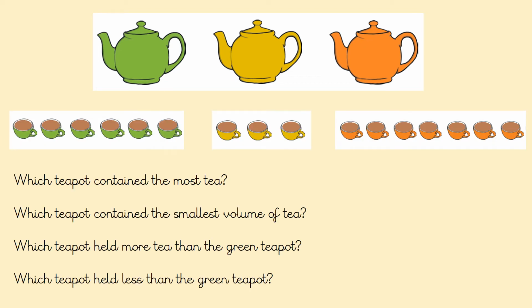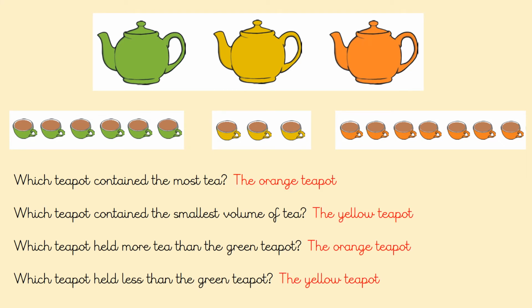So, I've got pictures here to show. I've got green teacups full of the tea from the green teapot, yellow teacups full of the tea from the yellow teapot, and orange teacups full of the tea from the orange teapot. I've got some questions underneath, and these are the kind of questions that I can answer now that I've done my method of pouring all of the liquid into the same identical sized cups. If you're feeling really confident with volume so far, you and your partner can have a go at these questions here, a bit like guided practice, or I'm going to explain how to answer them on the next slide.